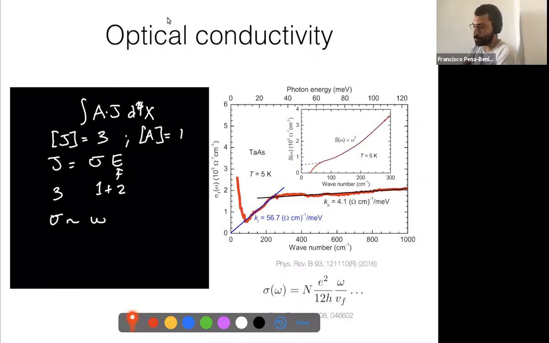That's the assumption in this argument. And here is a weak coupling computation for the conductivity. As you see, this n here is just the number of pi points you have, and it goes just linearly with the frequency.